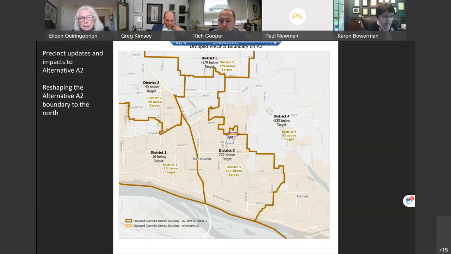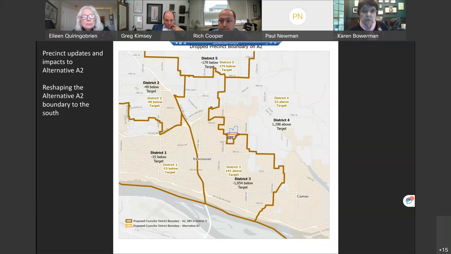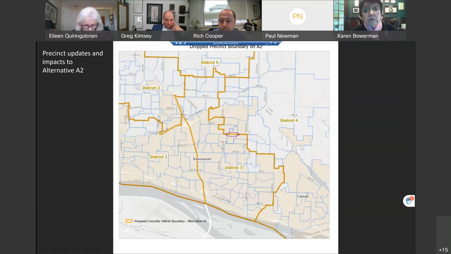But this may be what I'm hearing Rich say, and correct me if I'm wrong, but I'm hearing him say that basically, you know, there was a boundary here in this purple oval. There was a precinct boundary there, and Rich could just restore it. And no changes would be needed. No rebalancing would be needed.